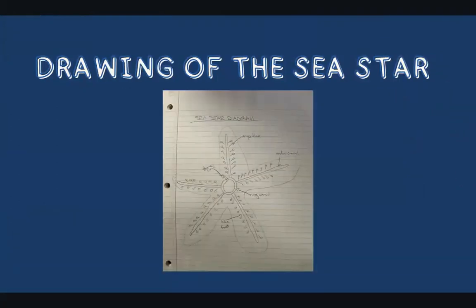So this is my drawing of the sea star, and I labeled all the structures. So I'll go through them. So the middle ring structure is the ring canal, and then the little almost stick-like projections out into each of the arms are called the radial canals. And then on each side of the radial canals, there's tube feet that hold the ampullae on top of them. And then also you can see that projecting from the ring canal is what's called the stone canal.